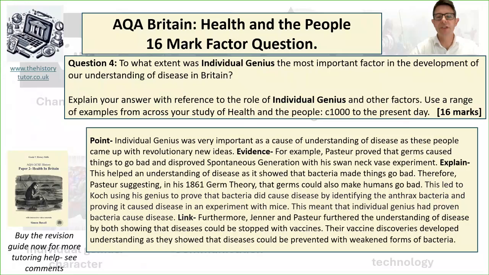Okay, so here's my idea. I've said Jenner and Pasteur furthered the understanding of disease by both showing that diseases could be stopped with vaccines. The vaccine discoveries developed understanding as they showed that diseases could be prevented with weakened forms of bacteria and therefore disproved theories like miasma as it showed that bacteria were causing disease.